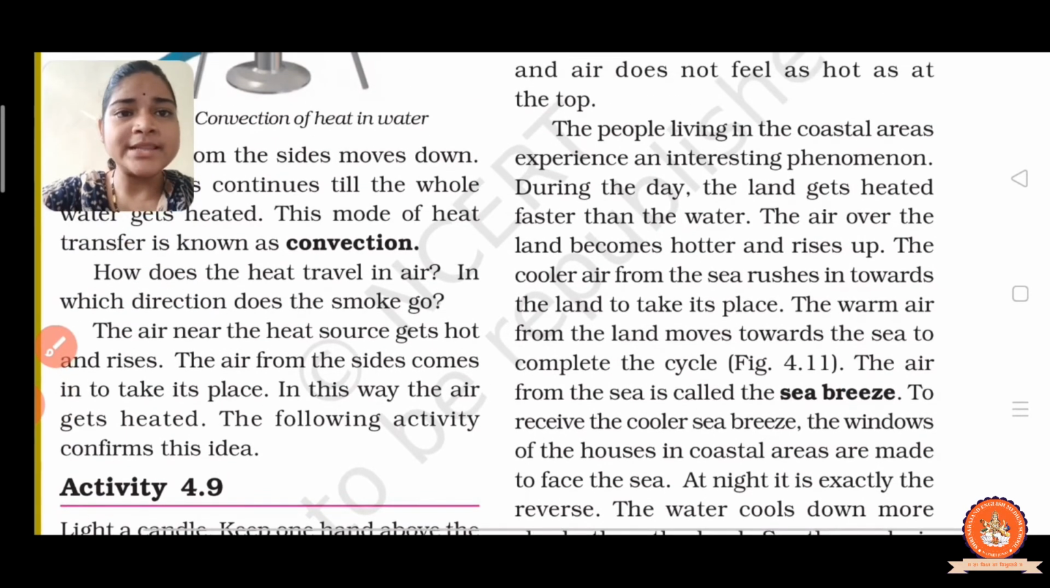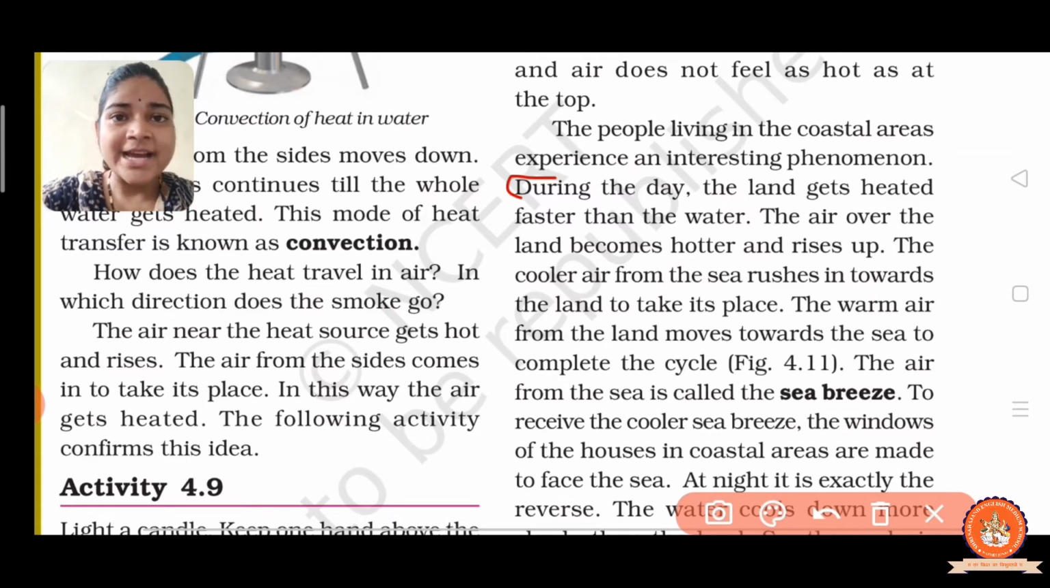So what happened in the sea breeze? Let us discuss. Here, during the daytime, the land gets heated due to the sun radiation. Again I repeat, in coastal area, during the daytime, the land gets heated due to the sun radiation. And sea also gets heated due to the sun radiation, but it takes too much time to get heated as compared to land. Right? So that's why air above the land becomes hotter and rises up.